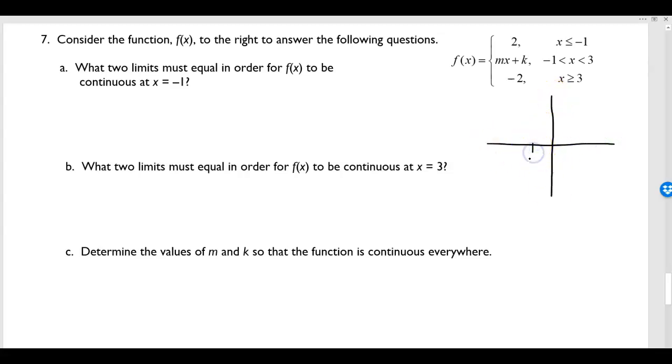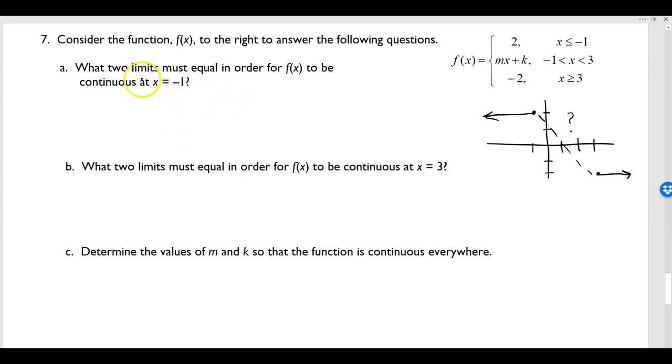So at negative 1 and for lower x values, my function is 2. At 3, and for higher x values, my function is -2. And I'm trying to think about some function mx plus k, which I know would be linear, that I could use to connect these two to make my graph continuous. I need to figure out what that is. Now in this case, I might be able to actually do that geometrically, but a lot of times you won't be able to. So we're going to try to solve that algebraically.